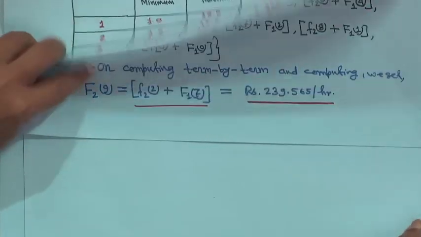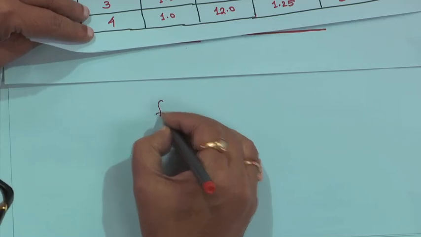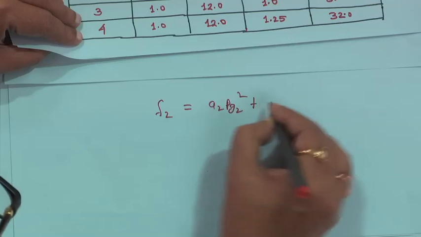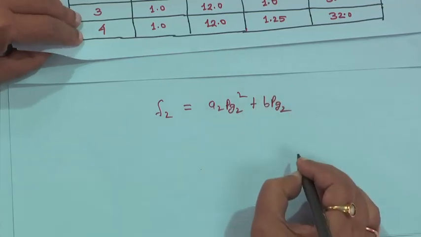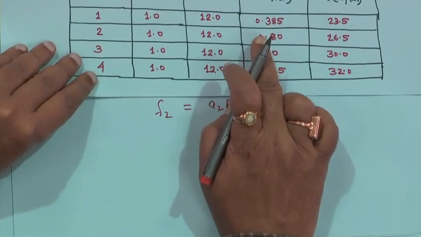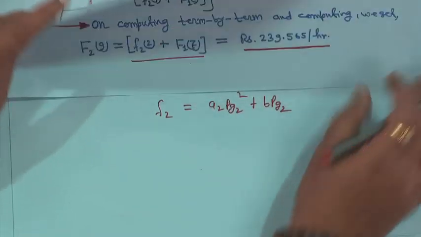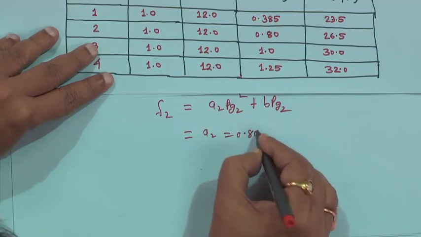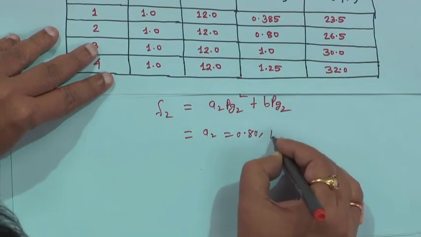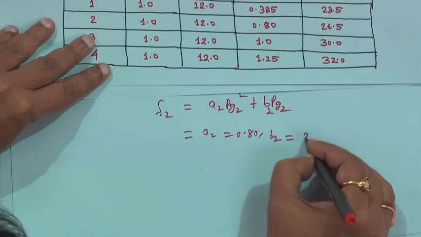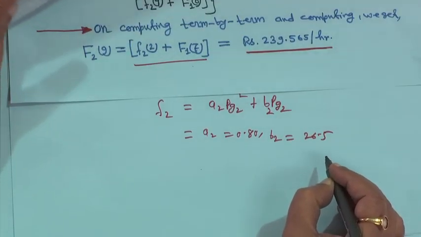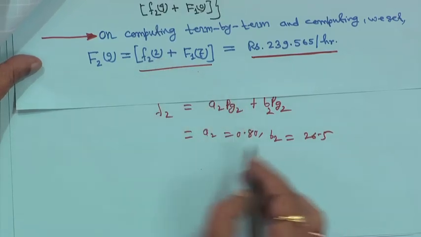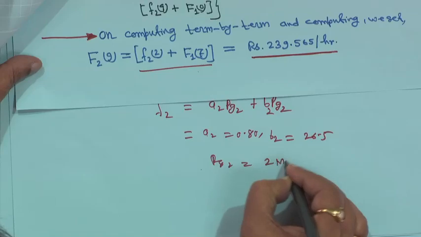If you write the cost curve, f2 is equal to a2 pg2 square plus b2 pg2. From this data, a2 is equal to 0.80, I am not putting the unit, and b2 is equal to 26.5. Then pg2 here, f22 is the combination, that is 2 megawatt, that means pg2 is equal to 2 megawatt.